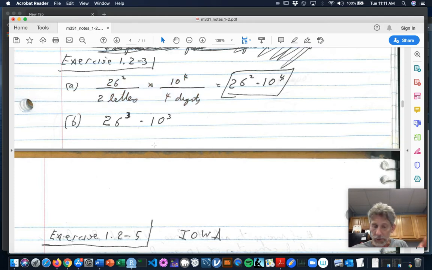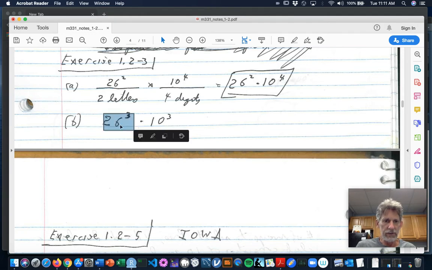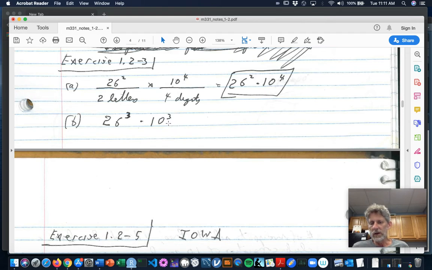But let's look at part B. Says, okay, here, what if the license plate has 3 letters followed by a 3-digit integer? Okay. Well, you can see how to modify the ideas from the previous part, 26 cubed times 10 cubed. If somebody wants to write that down as an answer, I would say that's enough work shown right there, simply by not computing it out.